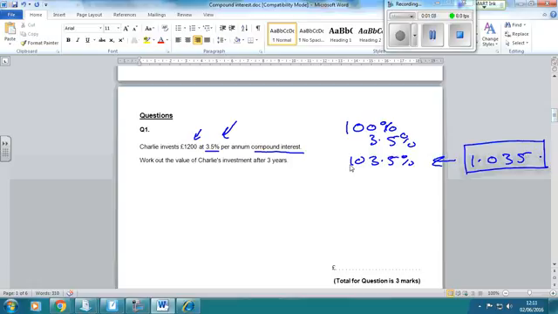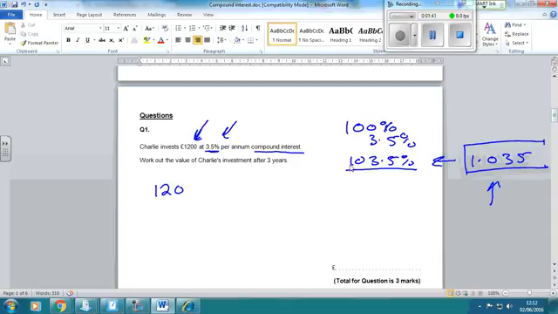Now I know most mathematicians don't like saying move the decimal point, but if it helps you remember, then it doesn't matter. Move that decimal point over. So what we've got to do is increase 1,200 by 3.5%. So we add 3.5% on top. 100% plus 3.5% is 103.5%. Shift that decimal point over, so 1.035 is the multiplier. Now what a multiplier allows us to do is, if we times by the multiplier, it adds on 3.5%.